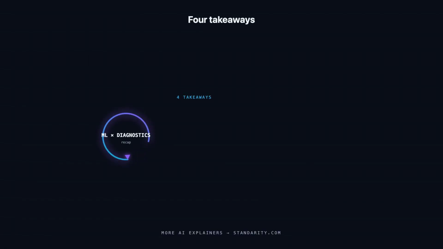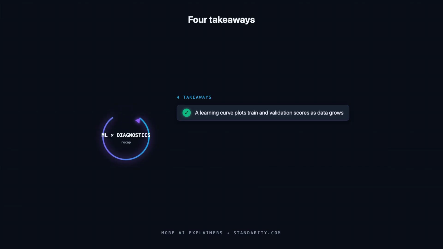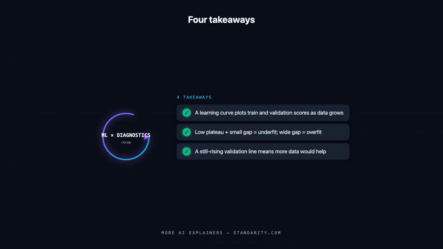All right, four takeaways worth keeping. A learning curve plots training and validation scores as the amount of training data grows, so you can watch how performance evolves. When both curves plateau low and close together, that signals underfitting, while a wide gap between high training and low validation signals overfitting. A validation curve still rising at the edge tells you more data would help, whereas a flat one tells you it would not. Used well, it turns an expensive guess into a clear decision about data versus model.